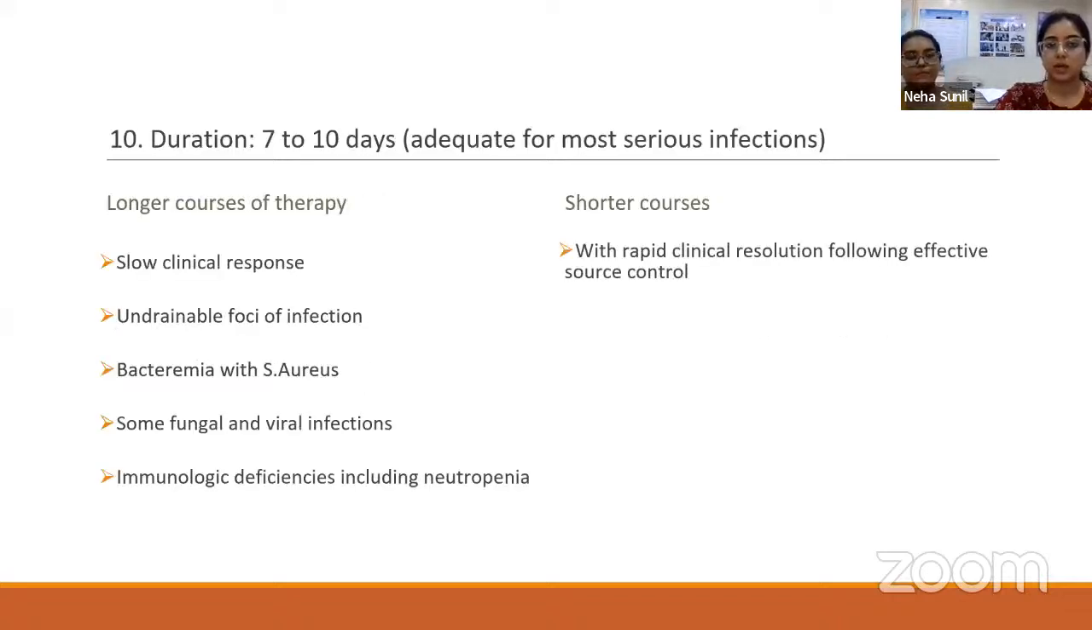So the duration of antimicrobial therapy is 7 to 10 days. A shorter duration is used with rapid clinical resolution following effective source control, and a longer duration is seen with patients with slow clinical response, undrainable foci of infection, and bacteremia with Staph aureus or fungal and viral infections or immunologic deficiencies, including neutropenia.